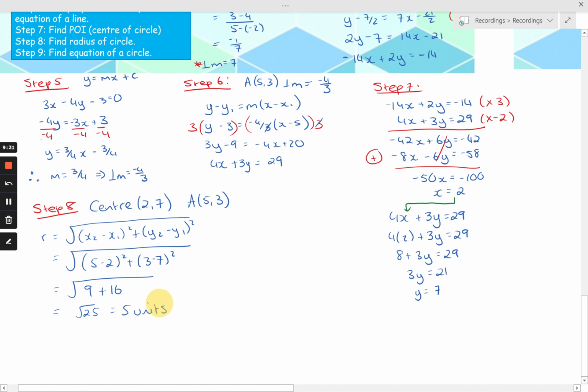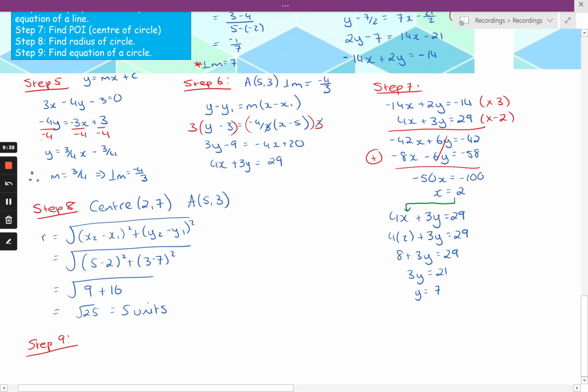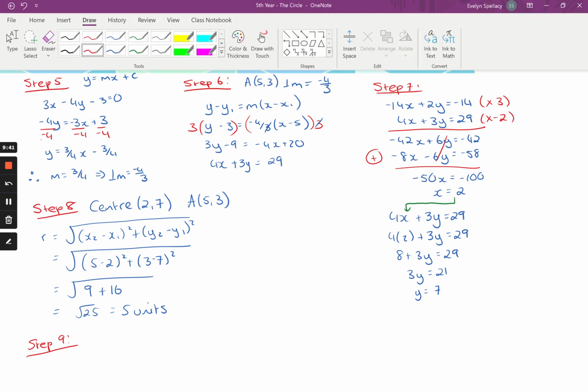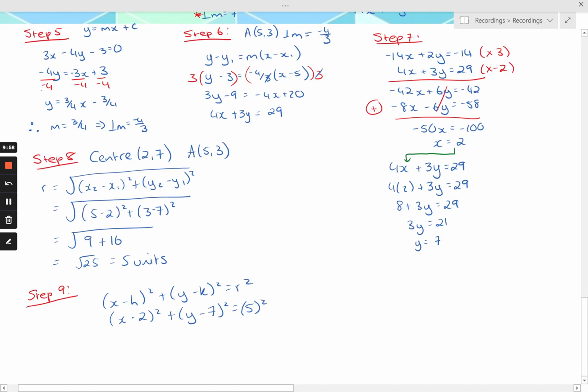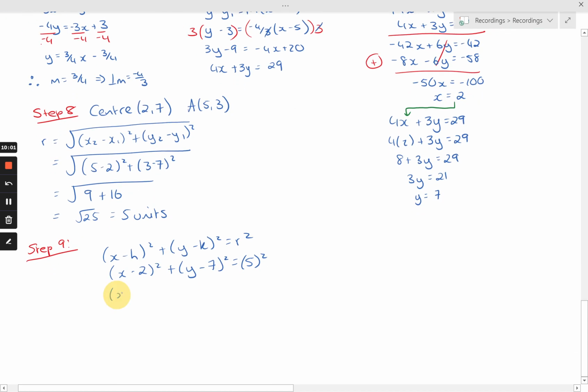And the very last step we need to do here, guys, step 9, is to find the equation of the circle to answer the original question. So I'm going to use my formula from page 19, which tells me that x minus h squared plus y minus k squared is equal to r squared, where h and k are my center. So it's going to be x minus 2 squared plus y minus 7 squared is equal to my radius, which is 5 squared. So my final answer here is x minus 2 squared plus y minus 7 squared is equal to 25.